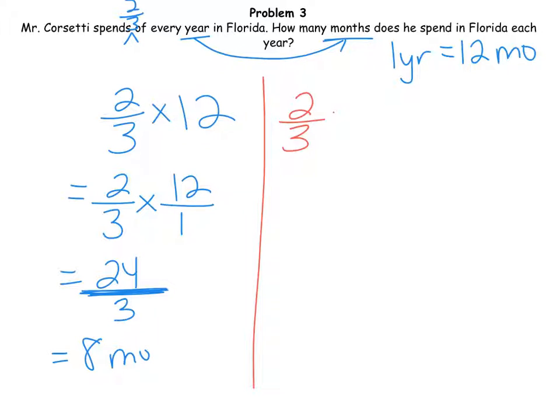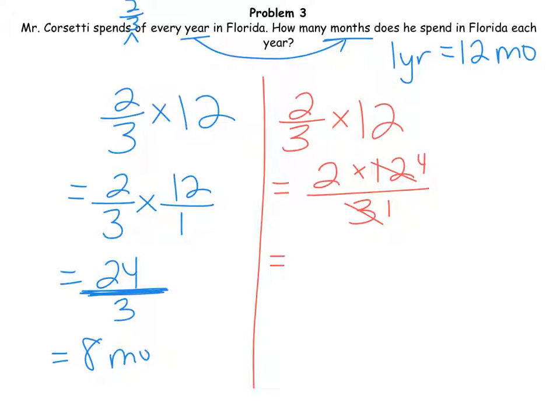He's in Florida 2/3 of the year. Well, I can do my numerators I can put together. 2 times 12 over 3, because 3 times 1 is still going to be 3. Well, I can simplify. 3 divided by 3 is 1. 12 divided by 3 is 4. 2 times 4 is 8. Over 1 is still 8. So 8 months. So let's write our answer statement.